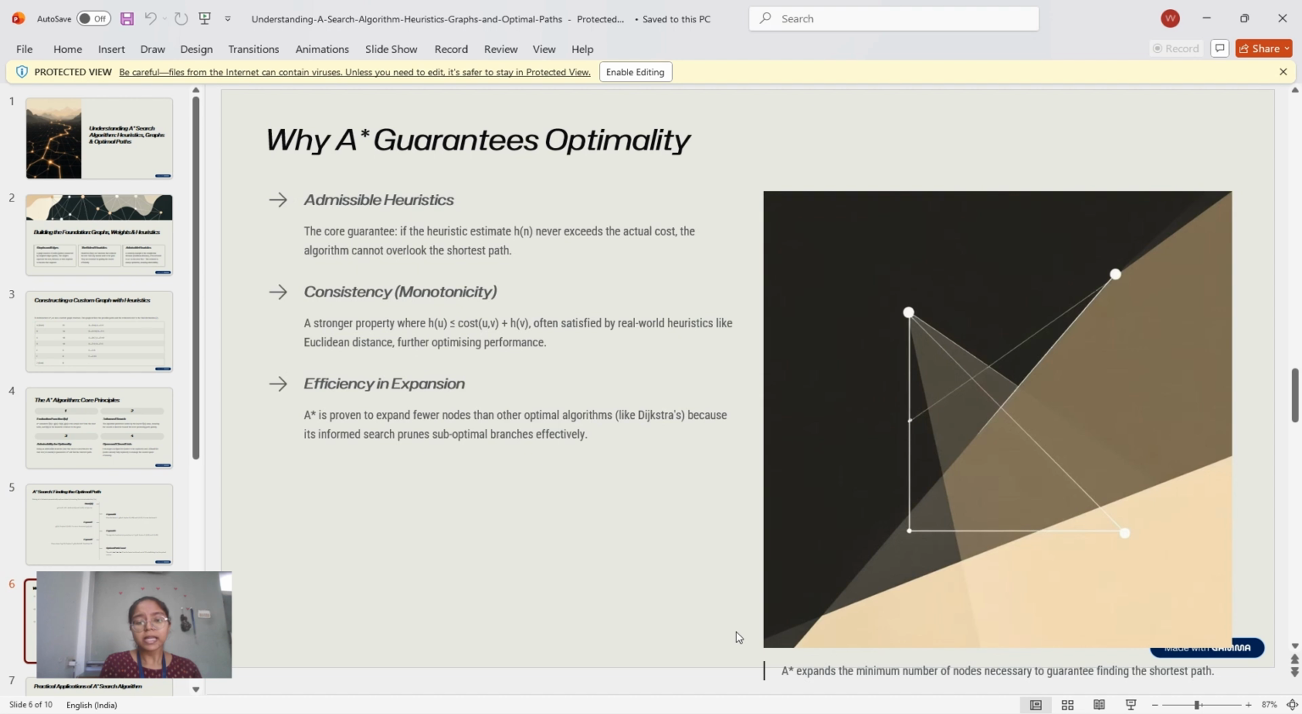So, why is A-star search optimal and efficient? Because it guarantees the shortest path when the heuristic is admissible. It also satisfies consistency: h of u is less than or equal to the cost of u to v plus h of v. It expands fewer nodes than other algorithms like Dijkstra's, making it faster.